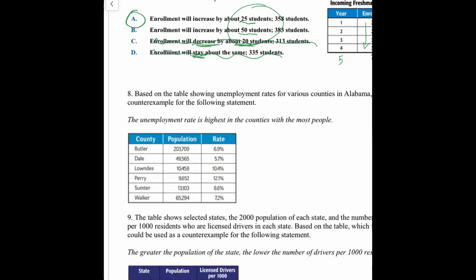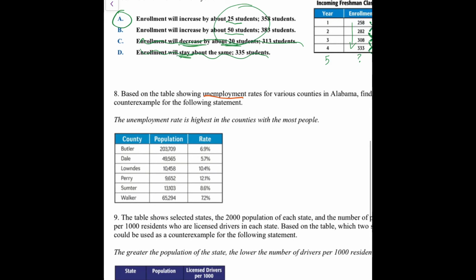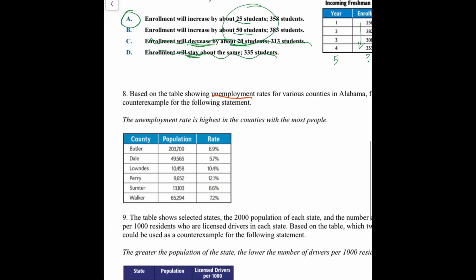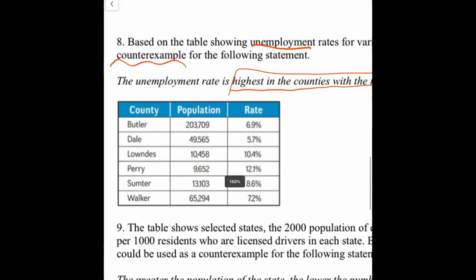So number 8. Based on the table showing unemployment rates for various counties in Alabama, find a counterexample. So remember something about the table that's not true, that will disprove the following statement: The unemployment rate is highest in the counties with the most people. So it's saying the more people there are, the higher the unemployment will be. Okay, so we need to use this table to see if that is true.